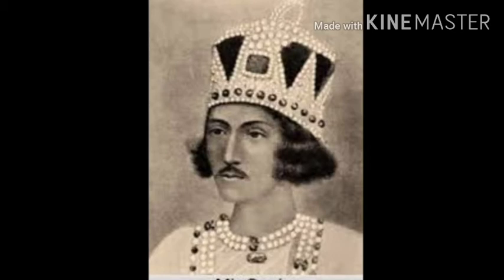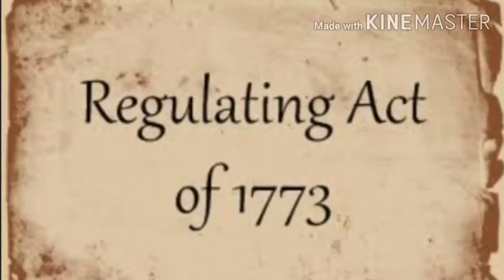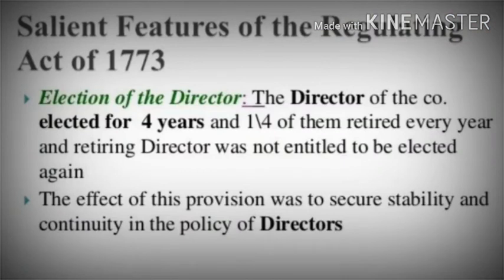Now we move on to the next topic, expansion of the company rule. The British Parliament passed an act in the year 1773 AD. That act was called the Regulating Act. It was started to overhaul the management of East India Company's rule in India. According to that act, the governor of Bengal was made the Governor General, and all the trade and political activities were brought under the control of this Governor General. And then the governors of other provinces like Mumbai and Madras and their councils were also brought under the control of this Governor General.